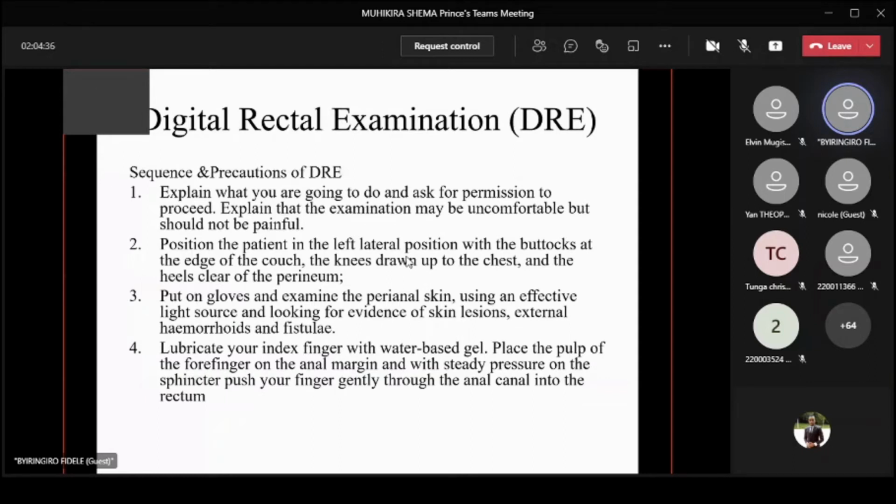You put on gloves and examine the perianal skin using an effective light source, looking for evidence of skin lesions, external hemorrhoids, and fistulas. You have to lubricate your index finger with water-based gel. You place the palm of the forefinger on the anal margin, and with steady pressure on the sphincter, push your finger gently through the anal canal into the rectum. This is a very uncomfortable examination, but with experience, you will know that whenever you examine the abdomen, you always have to examine also the digital rectum.